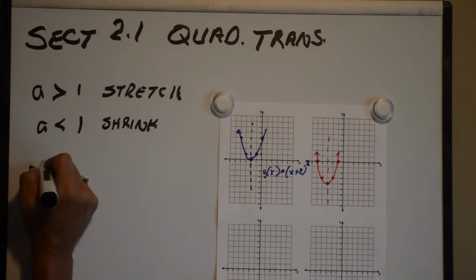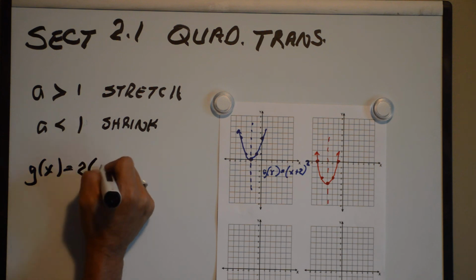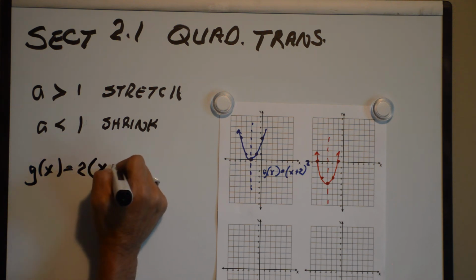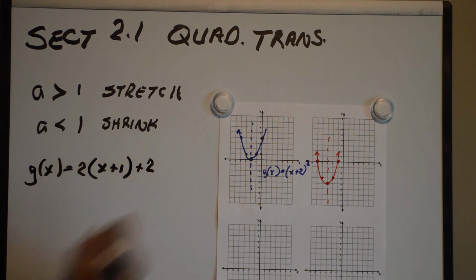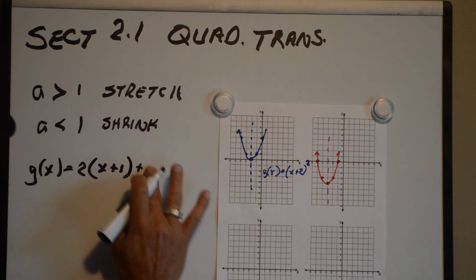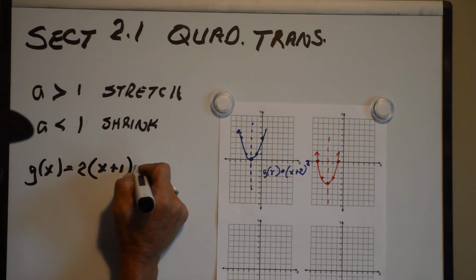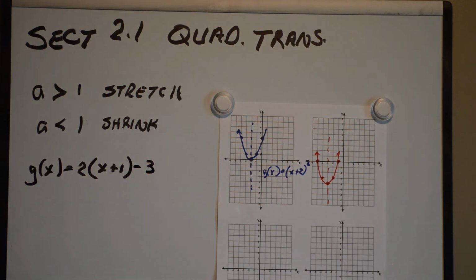Alright, so let's do g of x is equal to 2 times (x plus 1) squared, minus 3. The only reason I'm changing that is because I don't want this 2 to be confused with that 2.